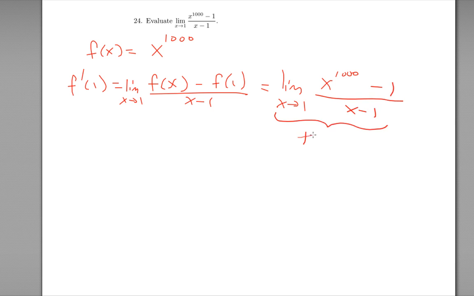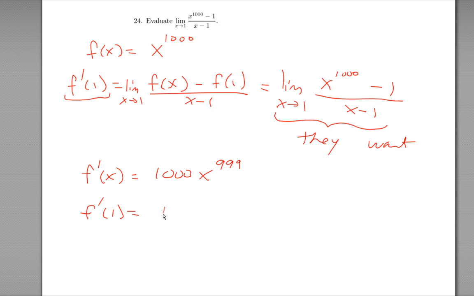This is what they want. This is what it's actually equal to, the derivative at 1. So rather than go through some contortions with L'Hopital's rule or some factoring, the thing that they want is exactly equal to the derivative of my function at 1. So let's just calculate the derivative really quickly. The derivative of this function is 1,000 x to the power of 999. The derivative at 1 is equal to, plug in 1, and you get 1,000. So the limit as x goes to 1 of the thing that they wanted, x to the power of 1,000 minus 1 over x minus 1, is equal to 1,000.